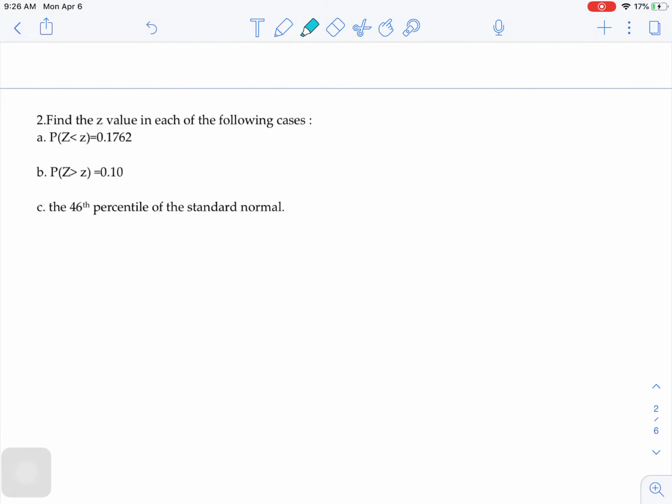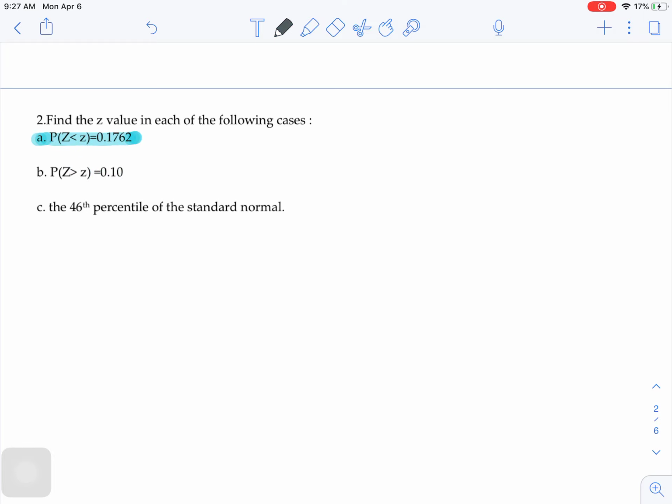Question 2 is a little different from question 1. In question 1, given a z-value, we wanted to find the associated probability or area to the left or right. In question 2, we're given the area to the left or right, and now we want to find the z-value corresponding to that. So let's start with part A.